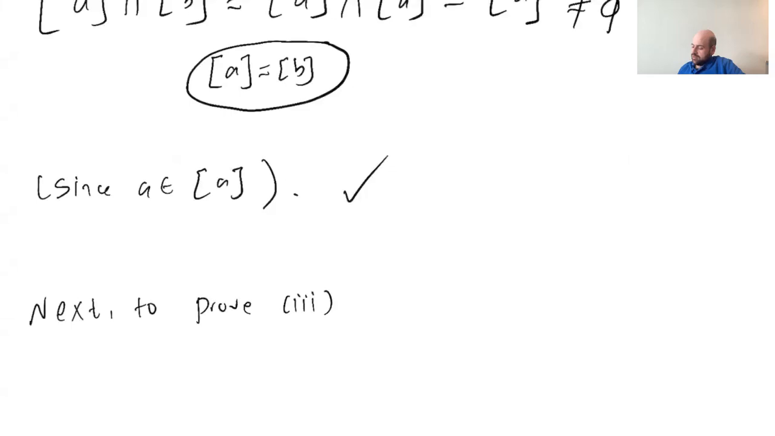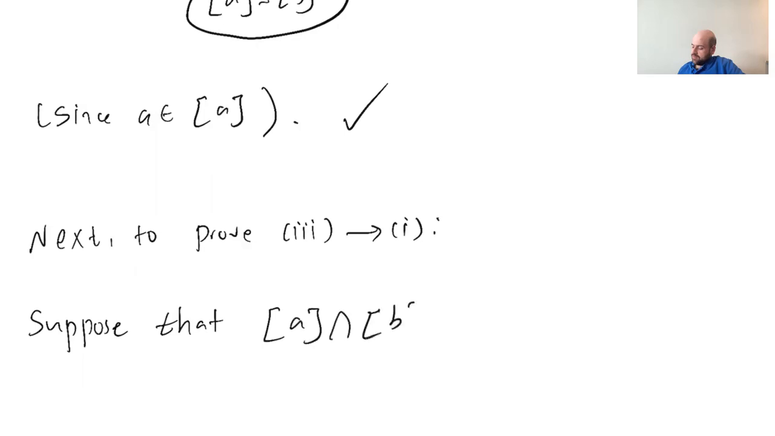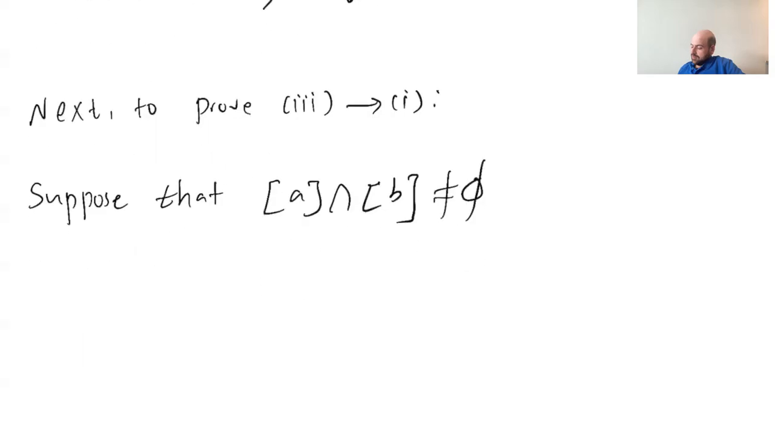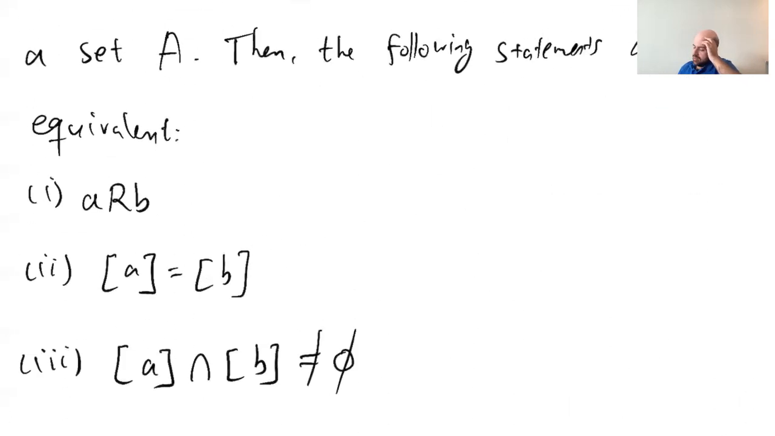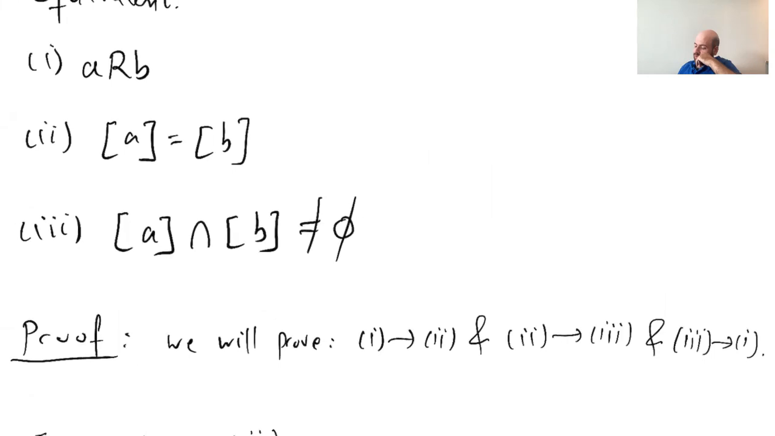Next, to prove 3 implies 1. So suppose that equivalence class of A intersection equivalence class of B is non-empty. And we want to show A and B is in R, right? I want to show 3 to 1. 3 to 1, what is 1? 1 is A R B, or (A, B) is in R. So I'm assuming that the intersection of A and B equivalence classes is non-empty. I want to show that (A, B) is in R.